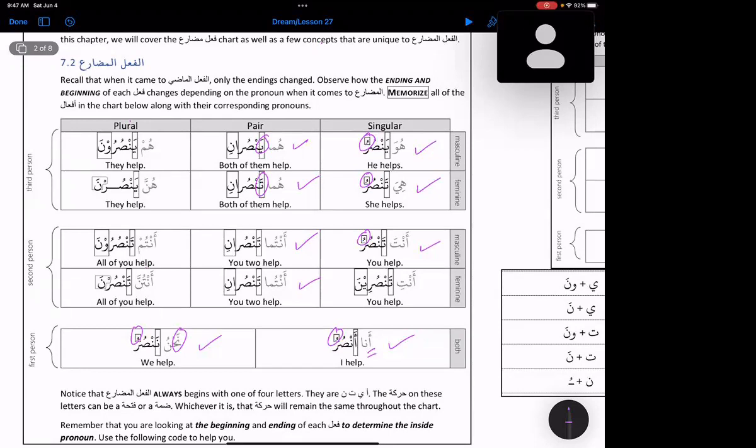Then comes the plural. Plural, Hum is Yansuruna. And it is same like Antum Tansuruna. So the change is only the beginning, Ya and Ta. Ta is for Antum. And Ya is for Hum. And then for Hunna and Antunna, they are kind of same, just the beginning is different. Hunna would be Yansurna and Antunna would be Tansurna.